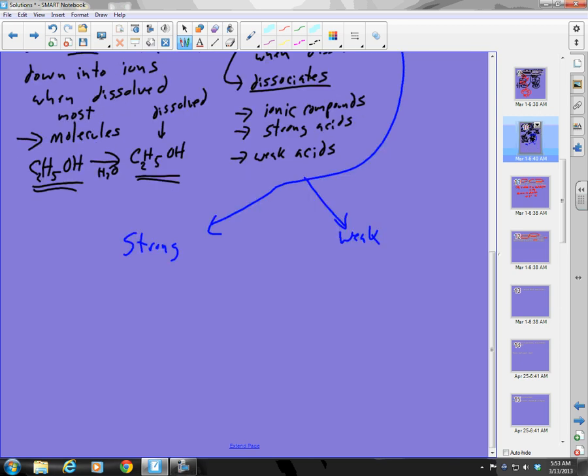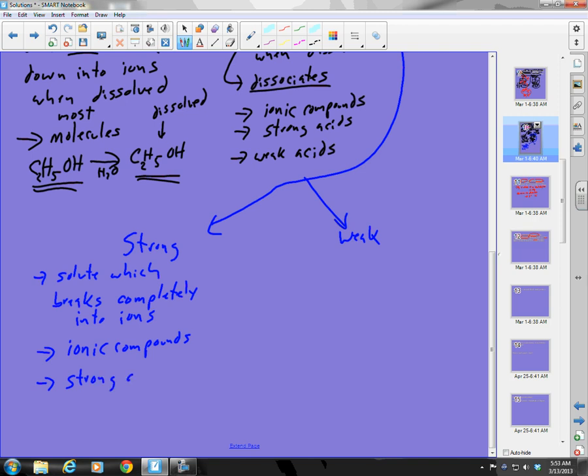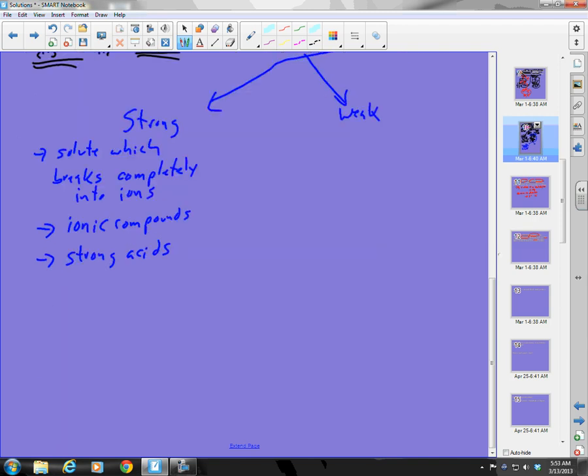Okay. Now, what's a strong electrolyte? A strong electrolyte is a solute which dissociates or breaks completely into ions. These are going to be my ionic compounds and my strong acids. Now, do you guys remember my strong acids?